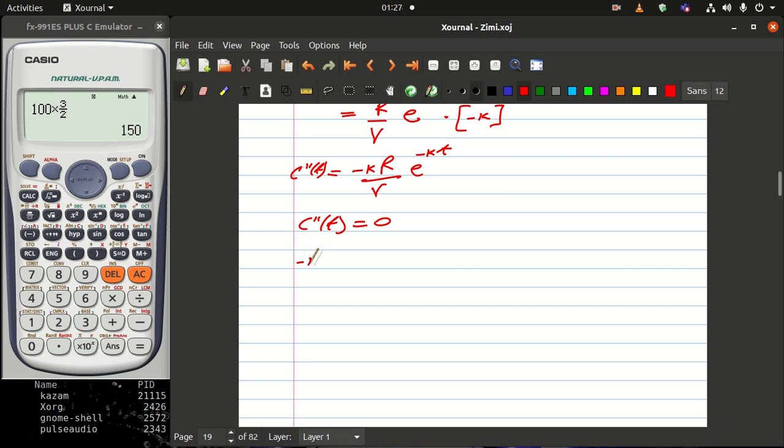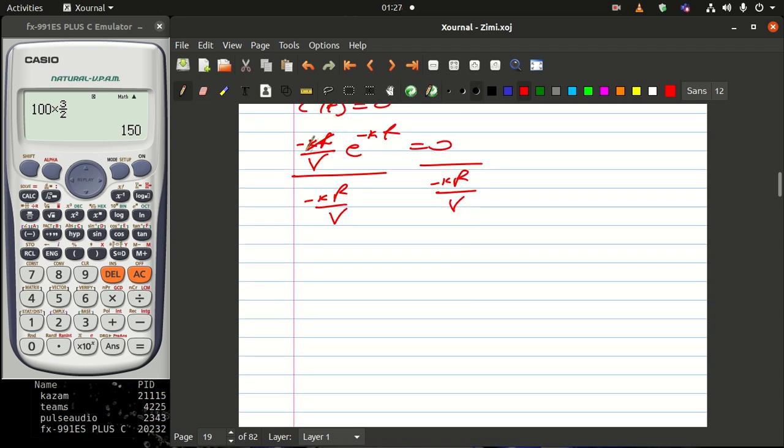In other words, we want minus kr over v times e raised to minus kt equal to 0. If you look at this, I can divide on both sides by minus kr over v, because all of these are constants. Then this whole thing will cancel, and you'll be left with minus kt is equal to 0, because 0 divided by any real number gives 0.